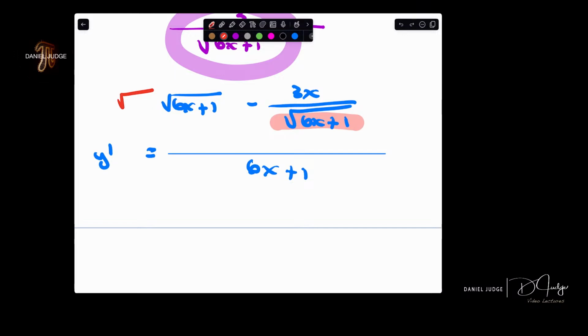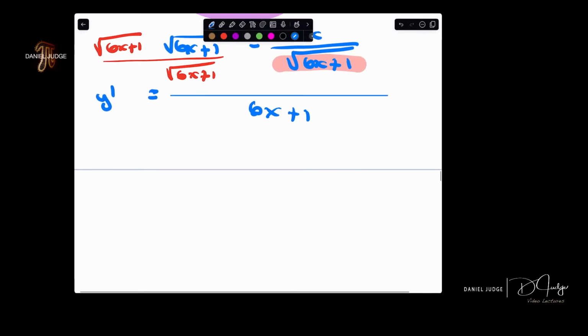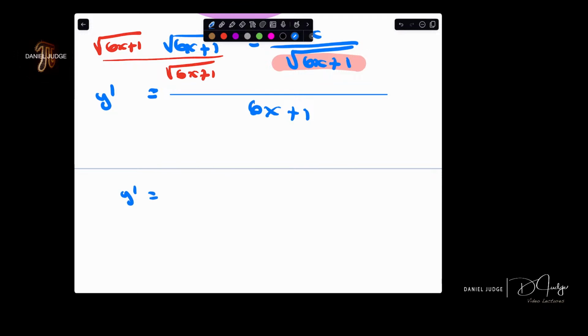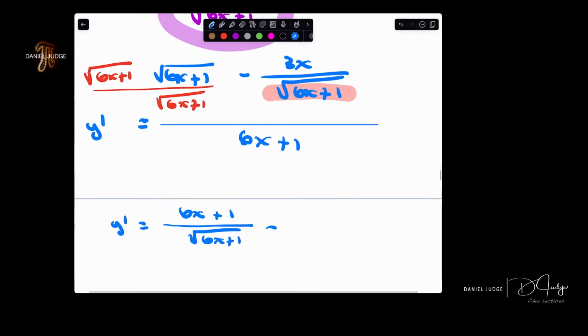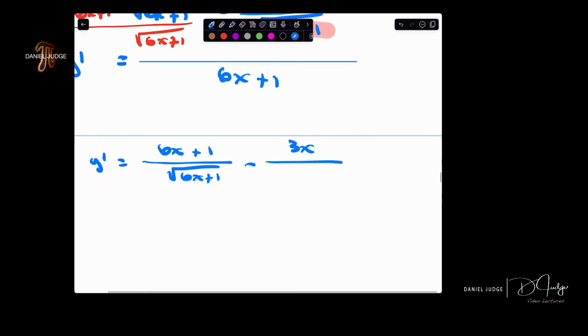Let me try to write it pretty clearly. Multiply that by the top and the bottom here, that radical. And again, doing a little bit of algebra, you're going to end up with just 6x plus 1 in the numerator over the square root of 6x plus 1, minus the 3x over your square root of 6x plus 1, simply divided by 6x plus 1. And that's a complex fraction.